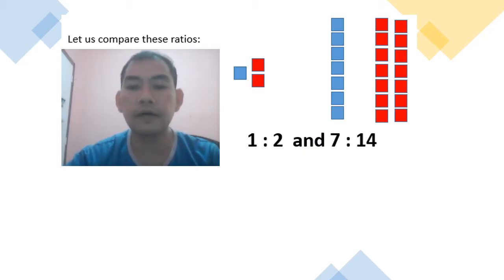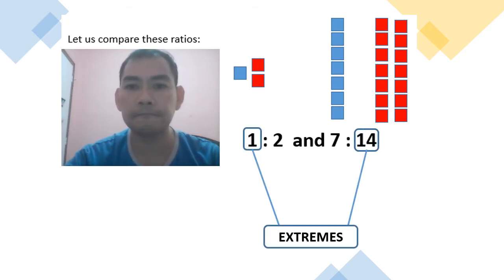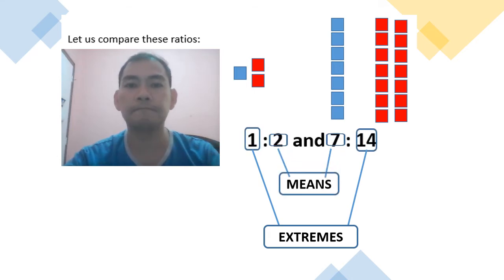To find out if they are equal, we need to know if the extremes and the means are the same. The extremes are the terms or numbers written on the leftmost and rightmost part. In this example, the extremes are 1 and 14. The means are the terms or numbers written inside. In this example, the means are 2 and 7.